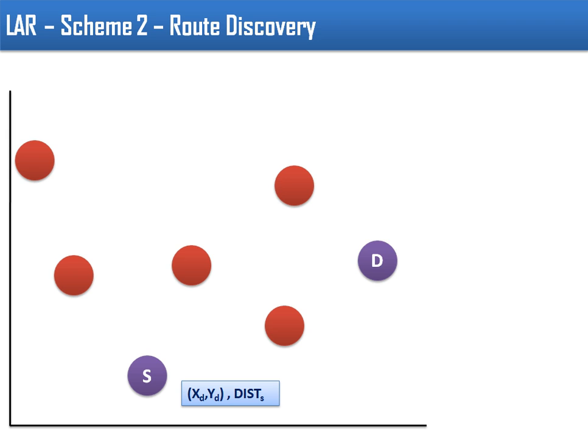So the sender will prepare a route request packet, and here we are showing only two attributes. Actually there are many attributes like sequence number and other things, but for simplicity we are considering the coordinates of D and the distance between S and D to be included in the route request packet, and that packet will be broadcast. So S will send one copy to each of its neighbors.